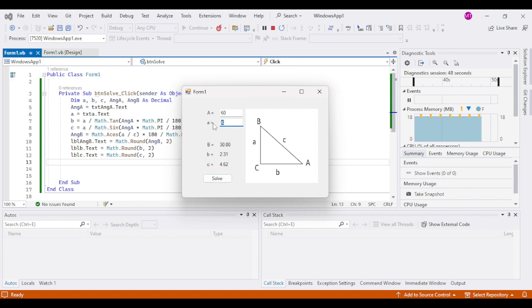Let's try 8 on this side. And so we have 4.62, 9.24. So there it is. Our program is running. So that is our example for the day, or lecture for today.